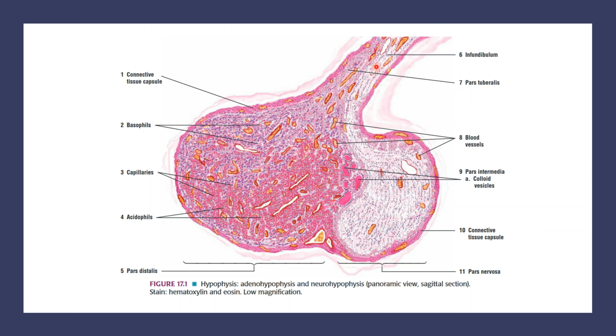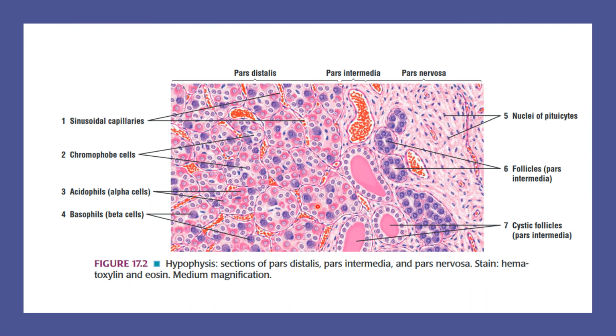Now we will see the microscopic features. On the outer aspect, there is a thin layer of connective tissue covering the entire pituitary like a capsule. It is a very thin capsule. Underneath that we can make out the adenohypophysis and neurohypophysis. In the next slide we will see them in detail. In this picture we can make out the pars distalis of adenohypophysis.